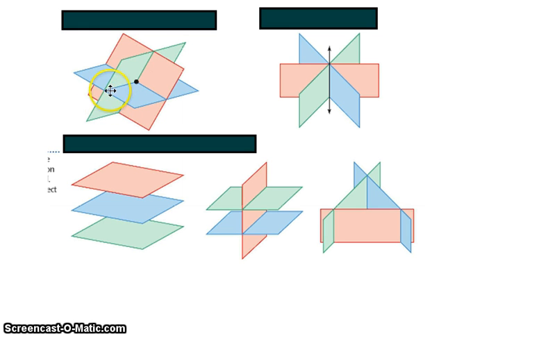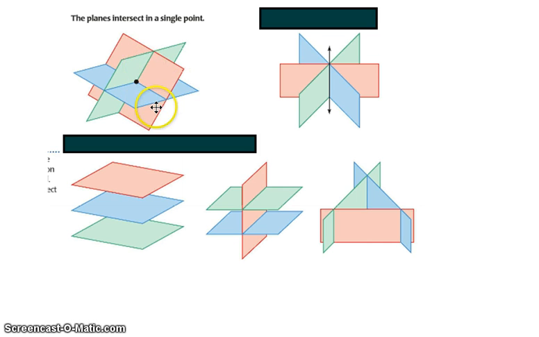Actually, the blue and the green share a line, right? But the red one doesn't share that line. The red and the green share this line here, but the blue doesn't share that line. And the blue and the red share this line here, but the green doesn't share that line. So how many points in common, Wesley? One. This is a way to show three planes intersecting at a single point.